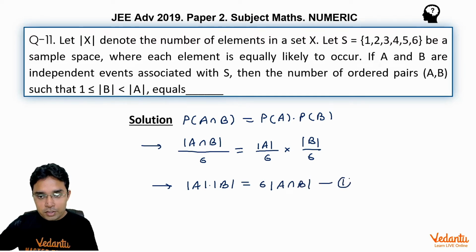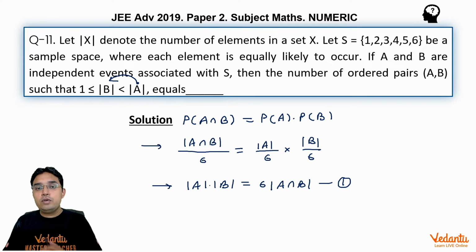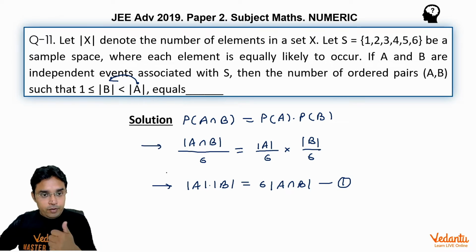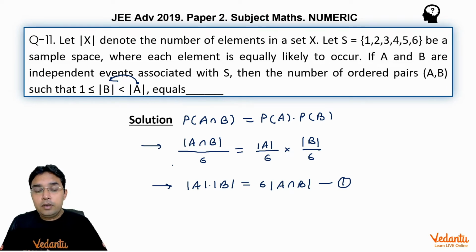So this is one equation which has to be satisfied for all possibilities of the number of elements in A and in B. Now we are given that A has more elements than B, and B has to have at least one element. So we can make cases by taking elements in B like 1, then 2 and so on, or we can also make cases for the number of elements in A. The second approach, making cases for the number of elements in A, will make this easier.